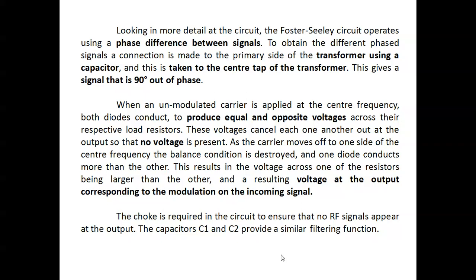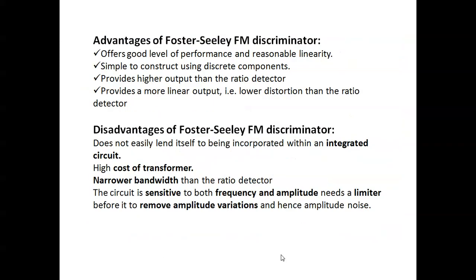And finally, the choke. We saw the choke in the diagram. It ensures there are no RF signals appearing on the output. That is why we are using the choke. Then capacitors C1 and C2 are very familiar for the filtering function.